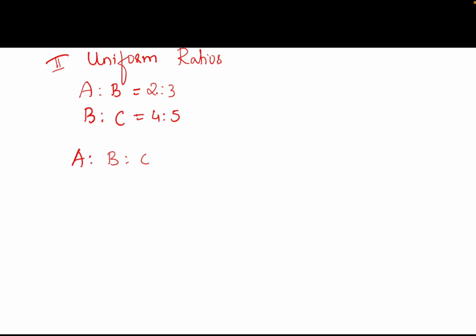Multiply 2 into 4, 4 into 3 and 3 into 5. First like this, then diagonally, then again down. That means it is a reverse N form. Then 2 4s are 8 is to 4 3s are 12 is to 3 5s are 15. So this is the uniform ratio between A, B and C, or a combined ratio. This is one method, the first method.